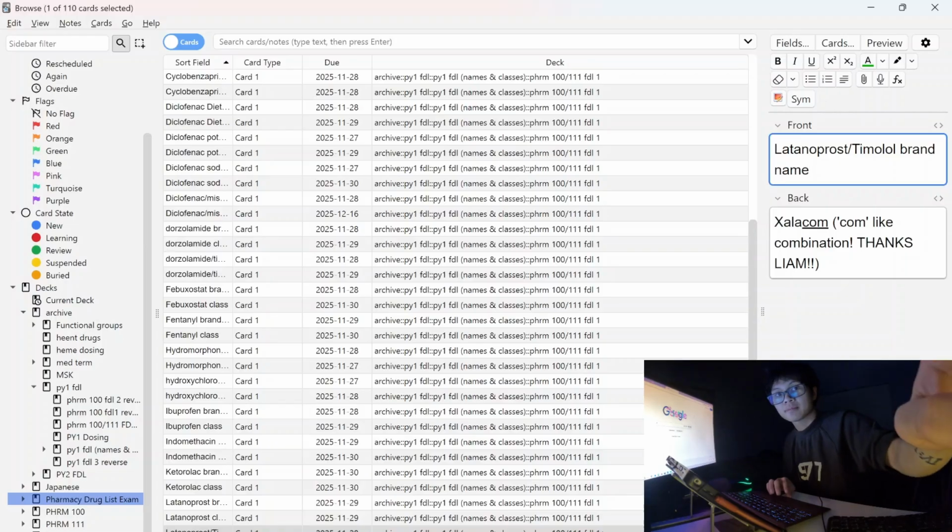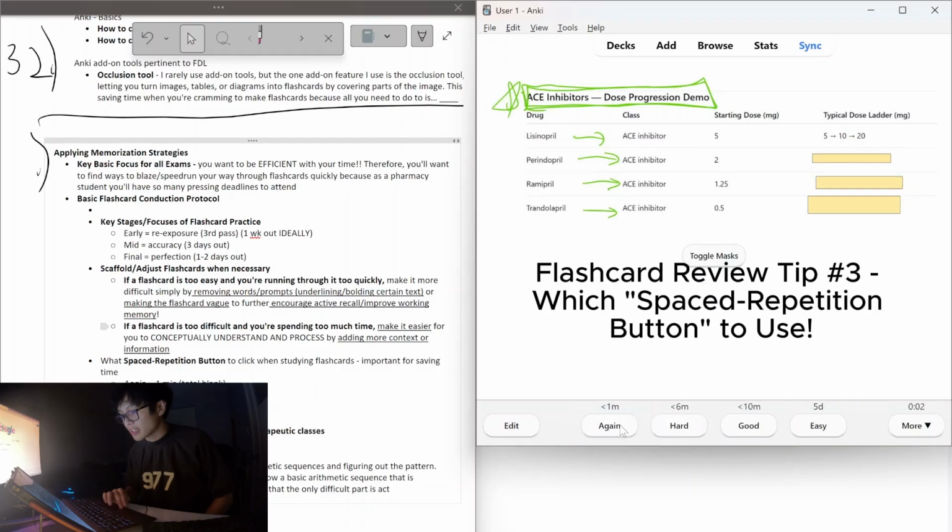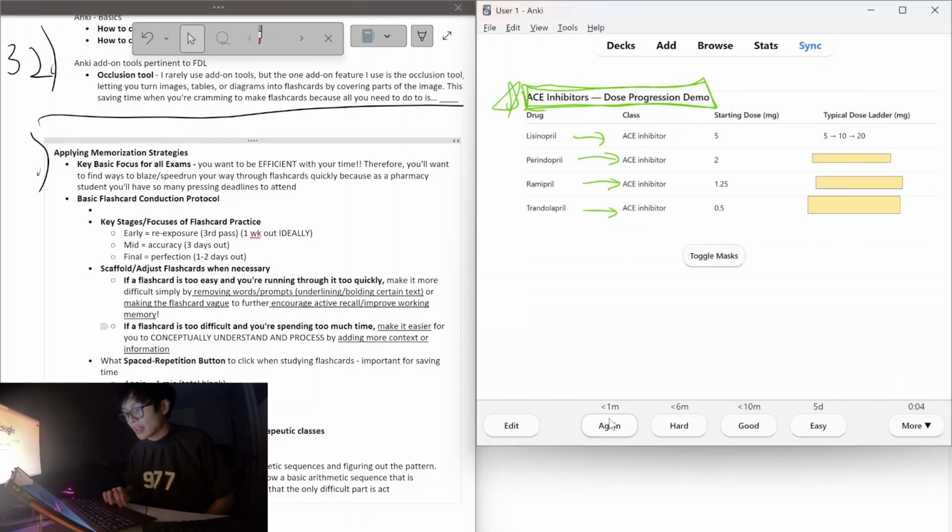Okay? The last memorization strategy that I want to go through today involves the usage of a specific spaced repetition button. So what I'm referring to is these buttons right here. Again, hard, good, and easy, and knowing which button to pick when you're studying flashcards. And this is really important when you're trying to determine which flashcards to triage or which flashcards to prioritize when you're trying to save time.